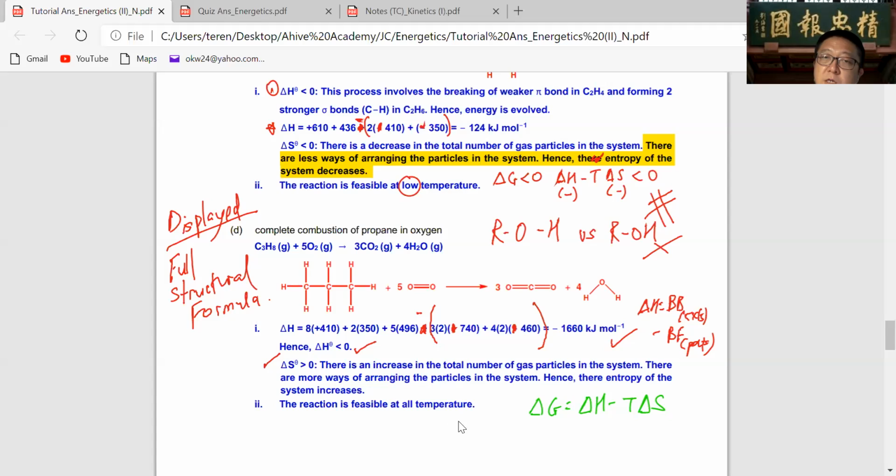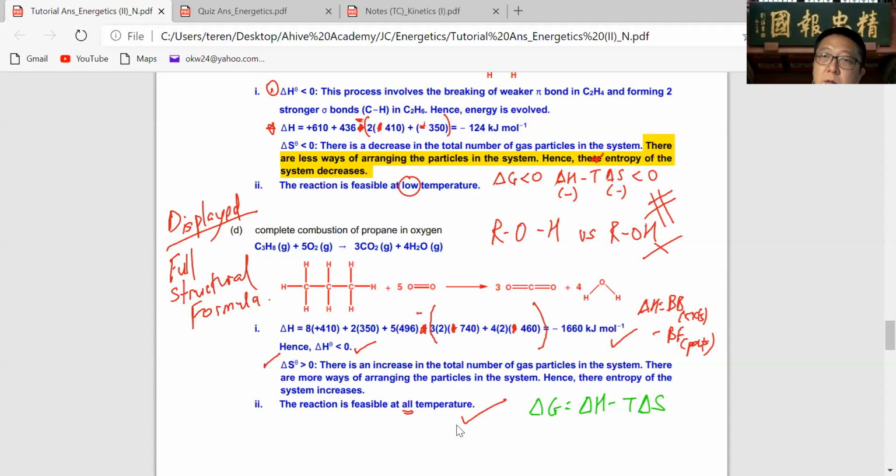Okay, so therefore the reaction is feasible at all temperature. We don't care about temperature anymore, because there's no such thing as negative temperature for this question over here. So this condition is feasible because this is negative and this is positive, right? So minus T times a positive number, this equation is forever negative. Correct. Okay, is it true? All temperature?